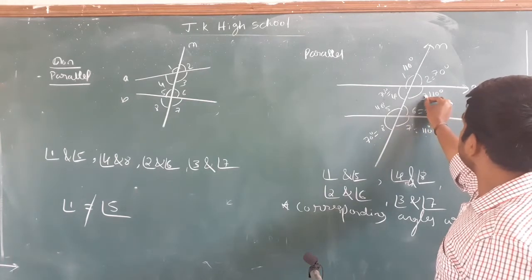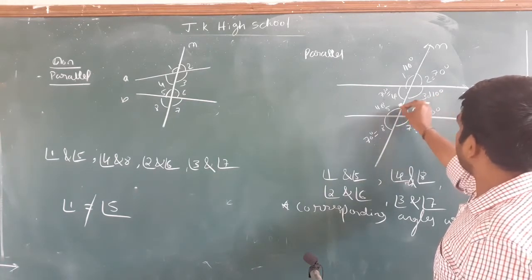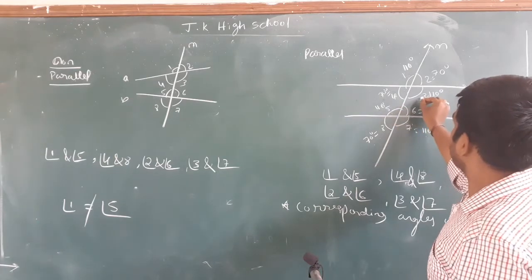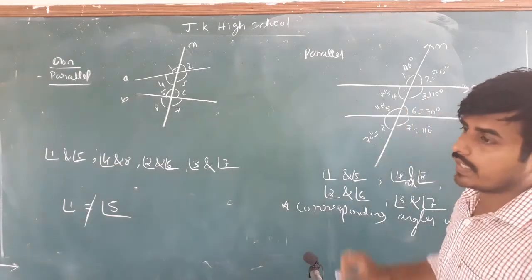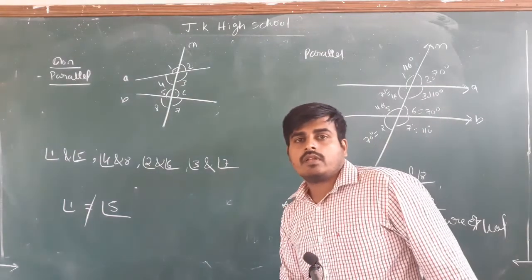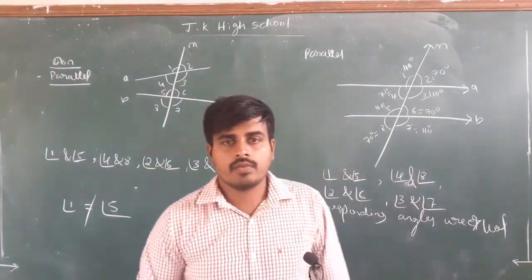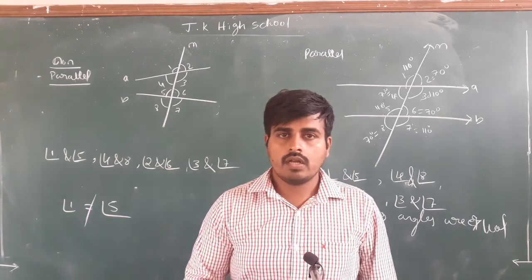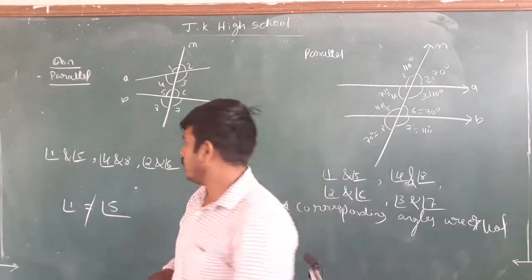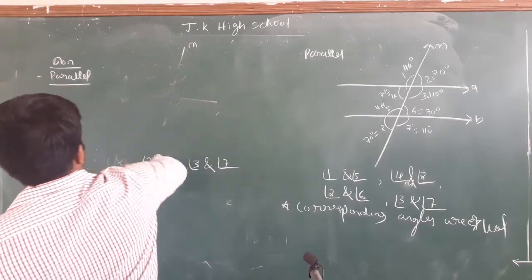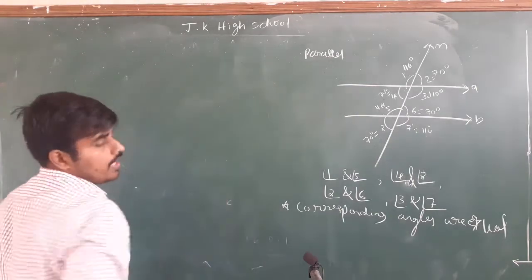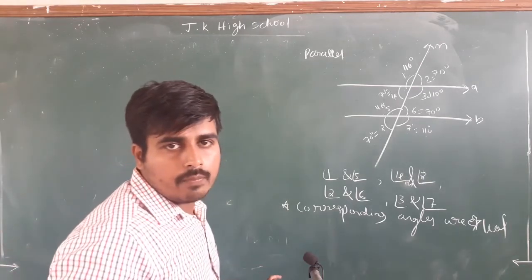Angle 3 is 110 degrees. Therefore, angle 5, which is alternate with angle 3, is also 110. So our rule is whenever a pair of lines are parallel, corresponding angles are equal and alternate angles are also equal. Write this. There is no rule for non-parallel lines. You can't apply these rules for a non-parallel pair of lines.